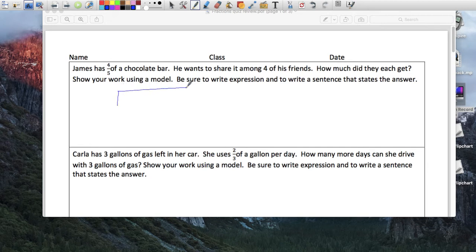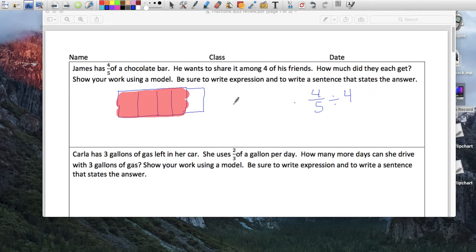So let's draw it out. You get 1, 2, 3, 4, 5. We want to shade in 4, right? 4/5. This is what he has. And he wants to share among how many people? 4 friends. What kind of question is this? 4/5 divided by 4. Really?